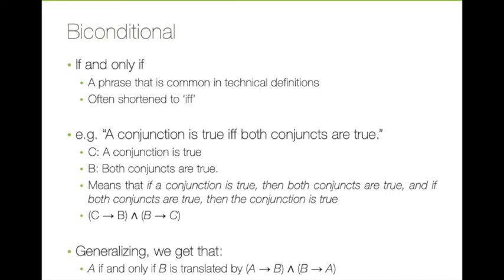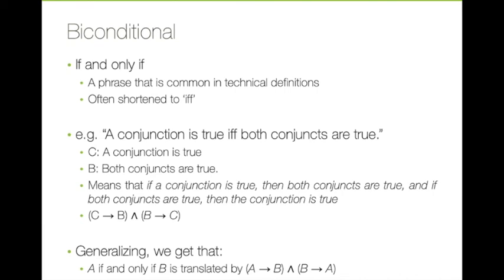So there are two atomic statements involved in this biconditional. C, a conjunction is true. B, both conjuncts are true. The biconditional as a whole means if a conjunction is true, then both conjuncts are true. And if both conjuncts are true, then the conjunction is true. That might have gotten a bit confusing, but the important thing is that the biconditional is the conjunction of both directions of the conditional. So we have if C, then B, and if B, then C.